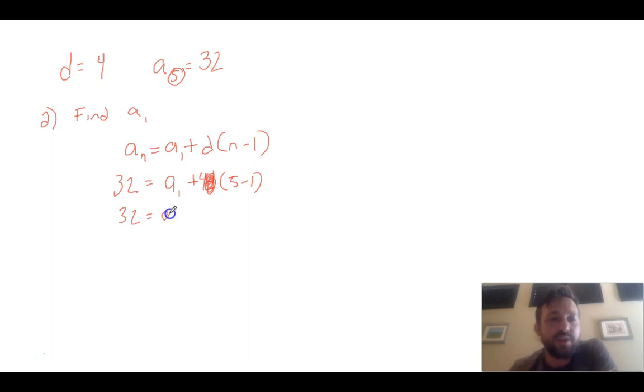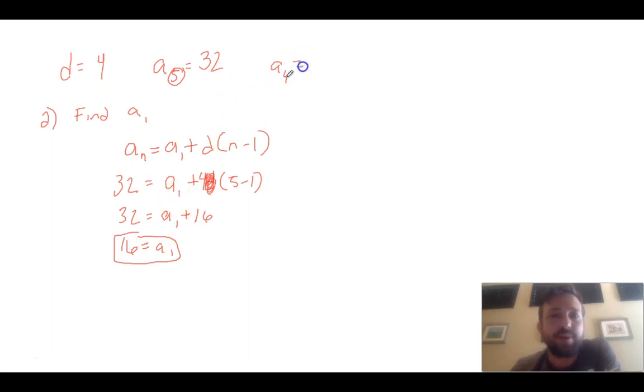Okay, and then we just work this out. 32 equals a1 plus 4 times 4, so 16. Then we subtract the 16 over, and 32 minus 16 gives us 16. And so that's the first term. Now, if you wanted to do it the other way, let's do it real quick and make sure this comes out right.